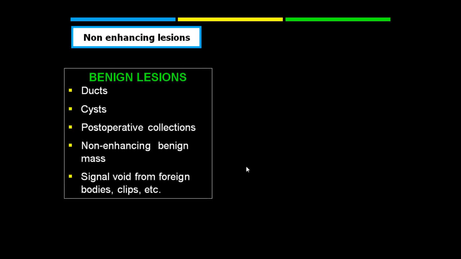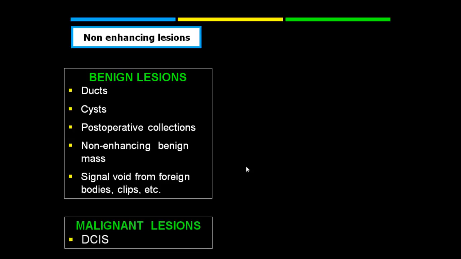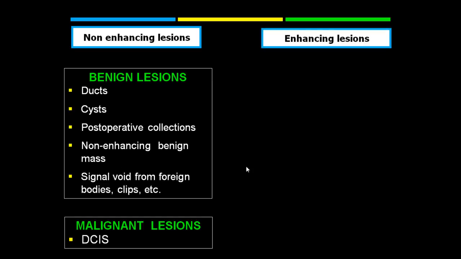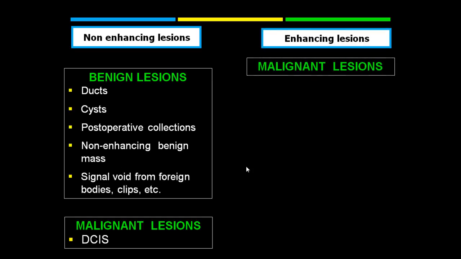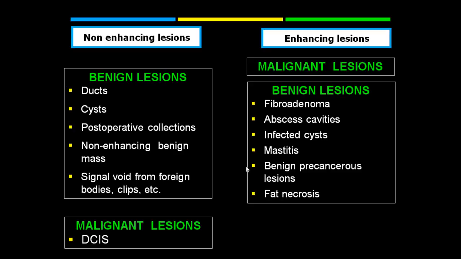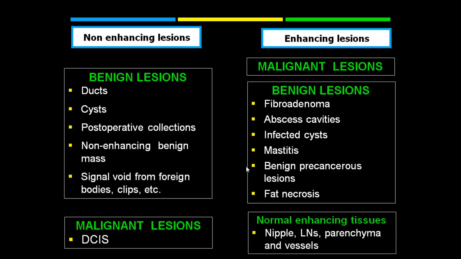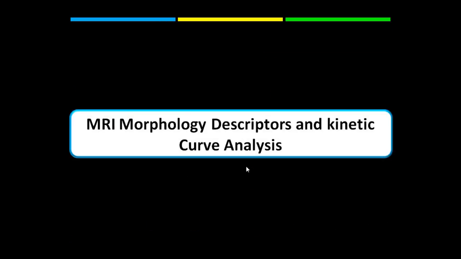Non-enhancing lesions of the breast are usually benign, and we have only a few malignant lesions which do not show enhancement, the most famous of which is DCIS. On the other hand, enhancing lesions are usually malignant, but they might be benign, and we also have normal tissues which might show contrast uptake. And now we'll start discussing the MRI morphology descriptors and the kinetic curve analysis.